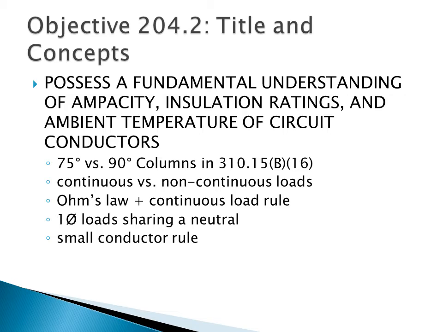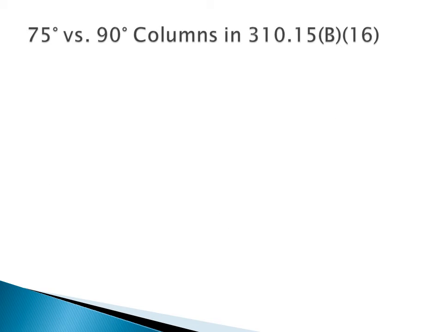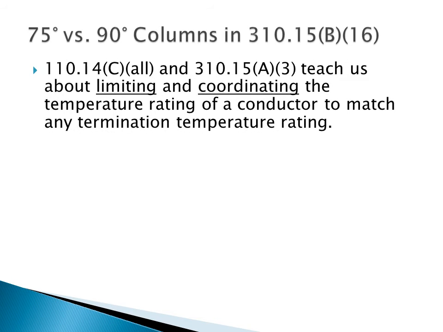They throw even some of your understanding about the small conductor rule in on some of this, where you have to go through the process and size the conductor and then step back and look at it and see if it violates the small conductor rule in 240.4. And then also they have some questions in here that make you do some corrections and adjustments. So let's get right into these different kinds of questions. The 75 versus the 90-degree columns in 310.15(B)(16).